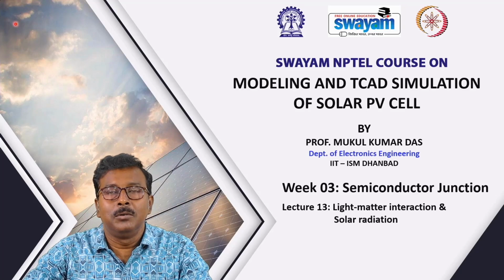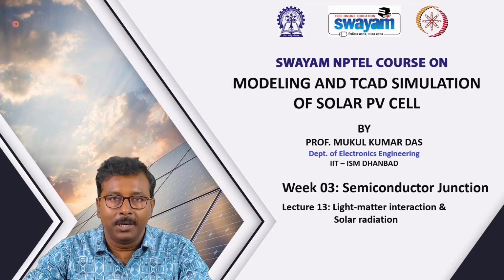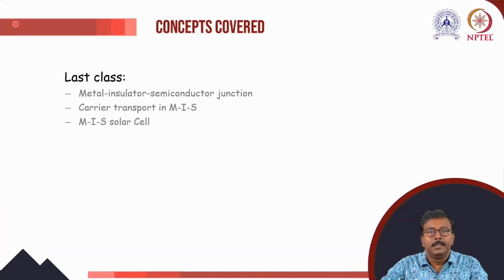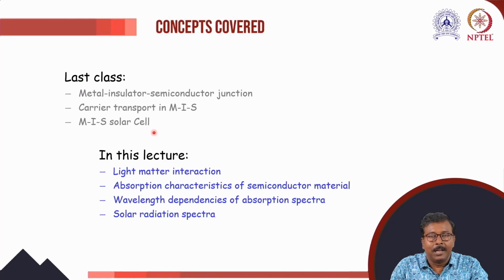In this lecture, we will mainly focus on light matter interaction and solar radiation. In the last class, we discussed the metal insulator semiconductor junction and the MIS solar cell, also the carrier transport mechanism in the MIS solar cell. And in this class, we will focus on light matter interaction, which is very important in the context of this course, that is solar cell modeling.